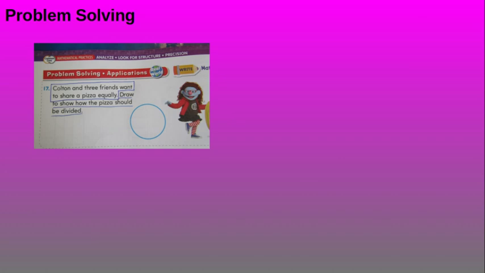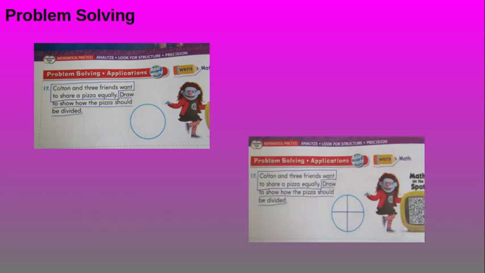Let's do our evaluate. How many people are actually having pizza? Careful, it's not just the 3 friends. You need to include Colton too. So there's 3 friends and Colton for a total of 4 people. So if 4 people are sharing a pizza equally, I would need to divide it into 4 equal parts or fourths. So let's go ahead and make 4 equal parts or 4 fourths in that pizza.